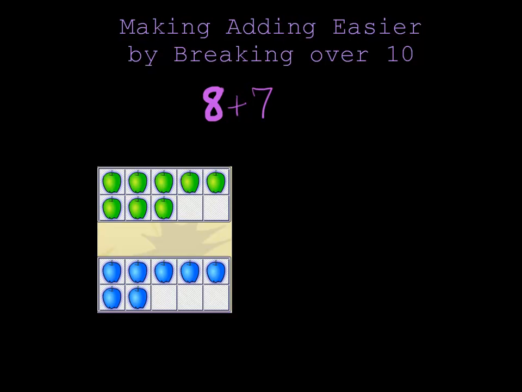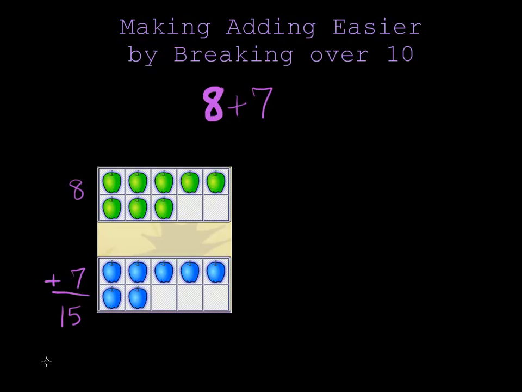over 10. Here I have 8 green apples and 7 blue apples, and hopefully you recognize these 10 frames that they're sitting in. We're going to use those a little bit later to help us solve the problem. Now, we might say, if you didn't know the strategy, you could count up from 8. So I could say, well, I already know that I have 8 apples here, and so I could continue counting 9, 10, 11, 12, 13, 14, 15, and you could use your fingers to help you keep track as you count it, and you could say, well, 8 plus 7 must be 15.